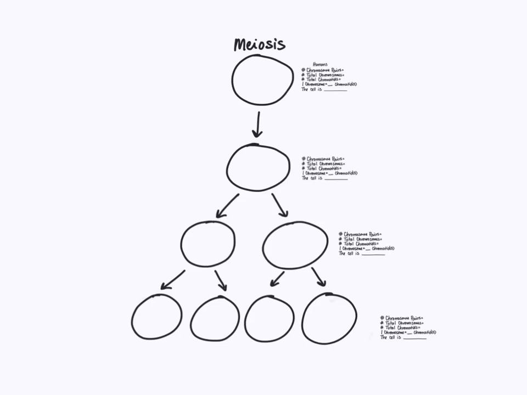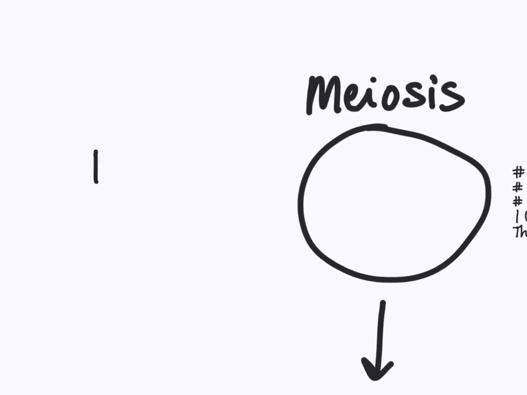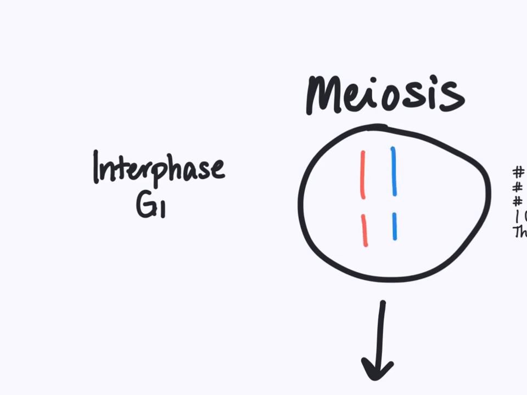So now let's take a look at what's happening during meiosis. This first circle is showing us what the cell looks like during G1 of interphase. The chromosomes are going to look exactly like the chromosomes that we talked about when we reviewed mitosis. Once again, I'm only drawing 2 pairs of chromosomes, or 4 total chromosomes here, but remember in humans we would actually have 23 pairs of chromosomes.